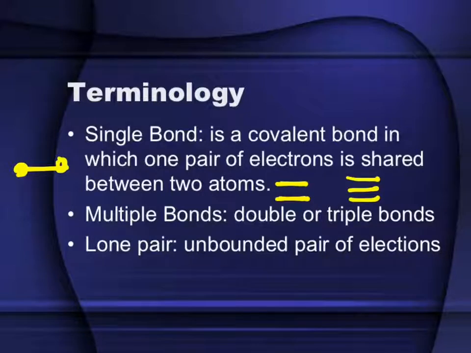And then we have something called a lone pair. Those are my extra electrons that don't hook up with something. Okay, so those are unbonded electrons. And those are going to be very important to us next week.